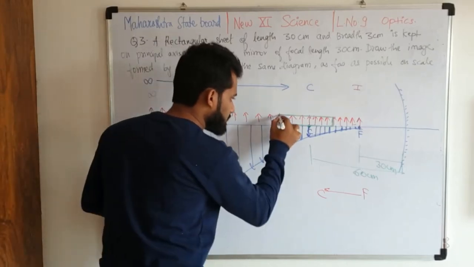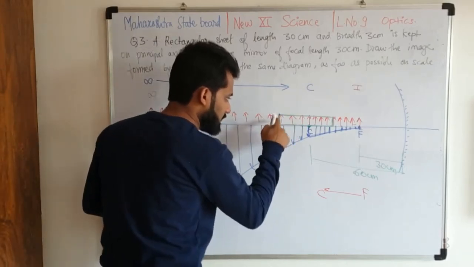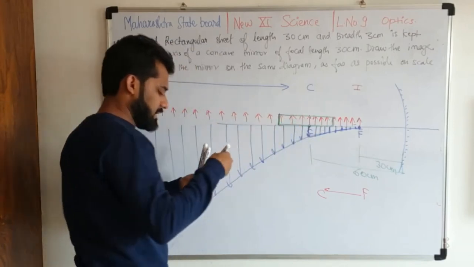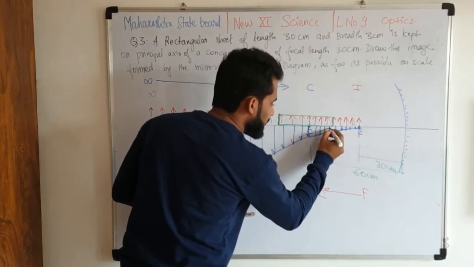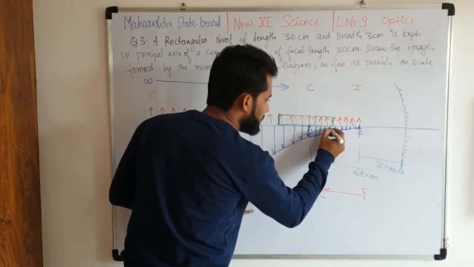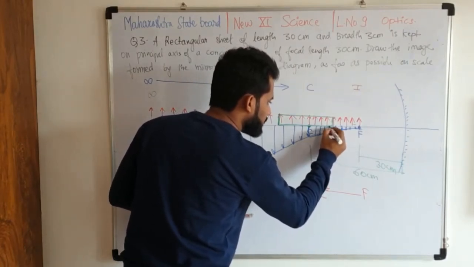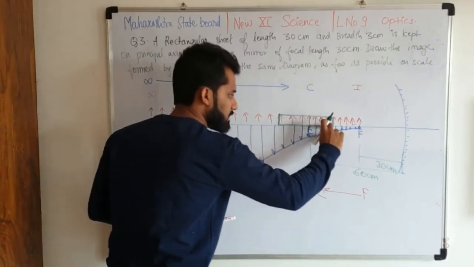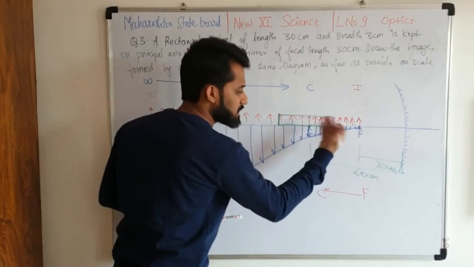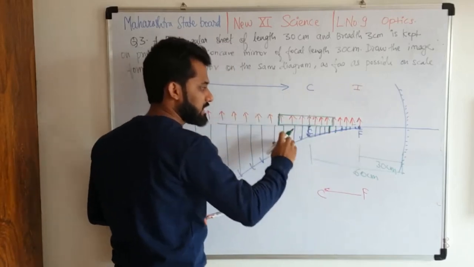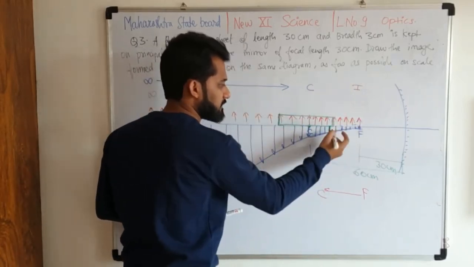Let us say the object is at this location, which is beyond C. Its image is going to form at this location. Let us take an example. The image is going to form somewhere over here, which will be diminished as compared to the object, because for an object on the left side, the image forms on the right side. An object beyond C forms its image between C and F.